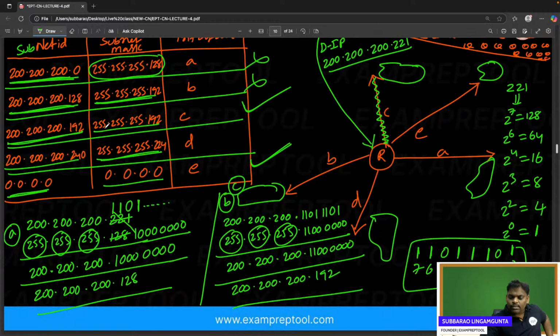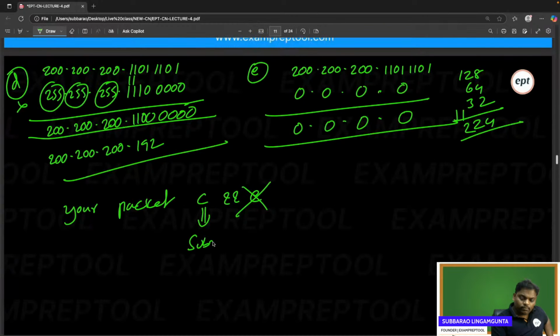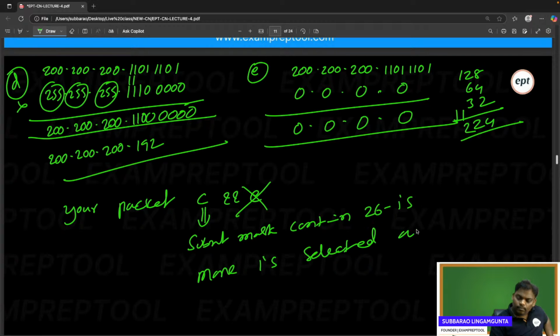See, in option C, if you observe, here 8 ones, here 8 ones, here 8 ones, here 192 means 2 ones. Total 24 plus 2, 26. 26 ones are there in the subnet mask. In the other one, only zeros are there, 0 ones. So whenever more than one matches, take that answer whose subnet mask contains more ones. 26 ones. Remember, more ones is selected as the answer.